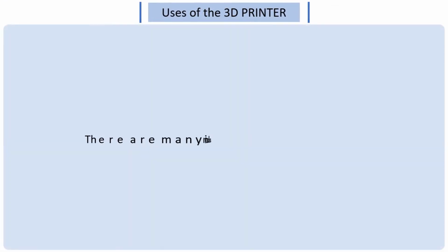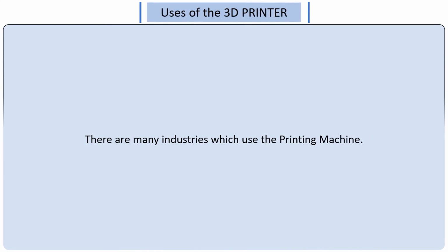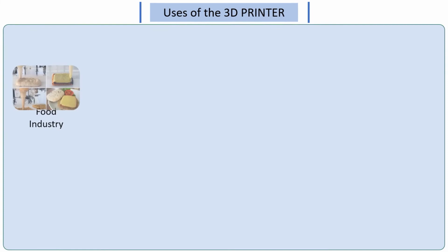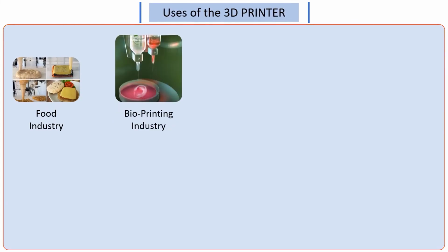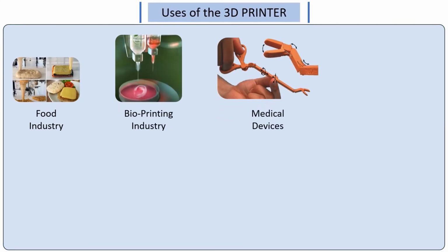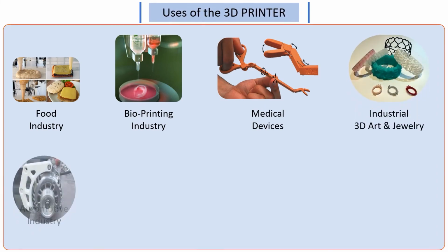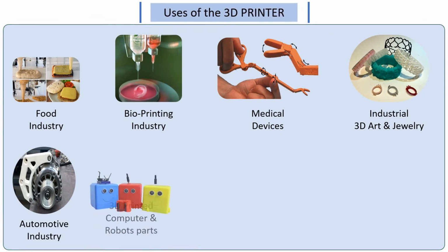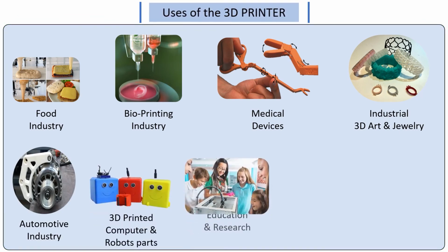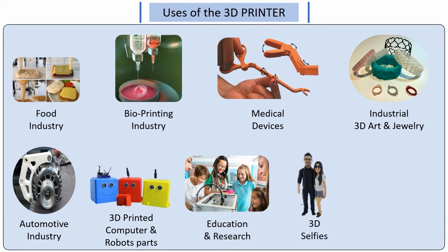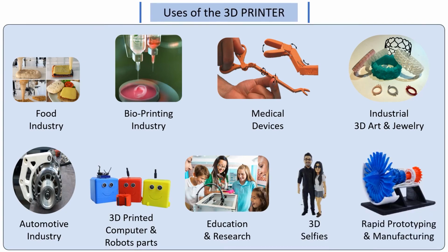Talking about the uses of the 3D printer, there are many industries which use printing machines. And which all are there that use the 3D printer? There is the food industry, the bioprinting industry, the medical industry, where they print medical devices, industrial art and jewelry, the automotive industry, computers and robots and other ICT things, and education and research also use 3D printers. Apart from that, 3D printers help you print 3D selfies and do rapid prototyping and manufacturing.